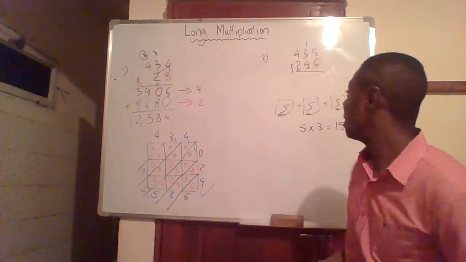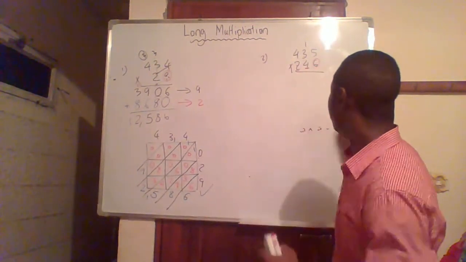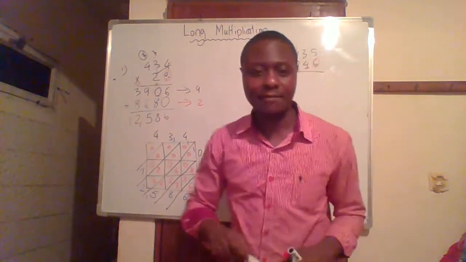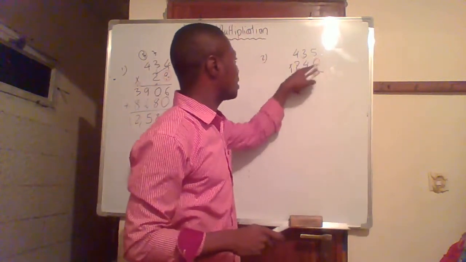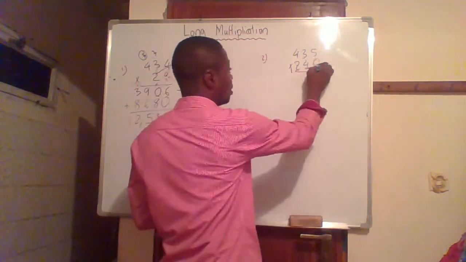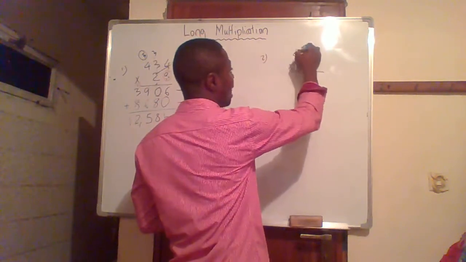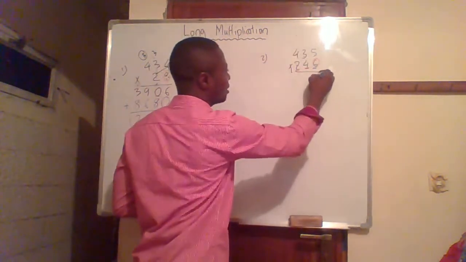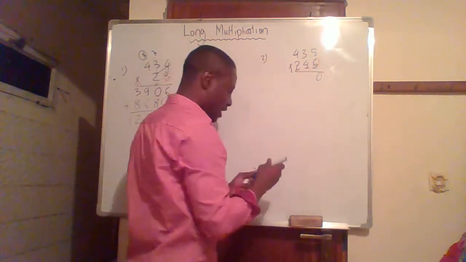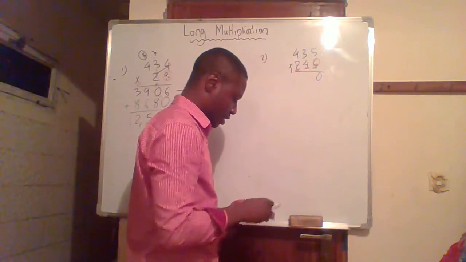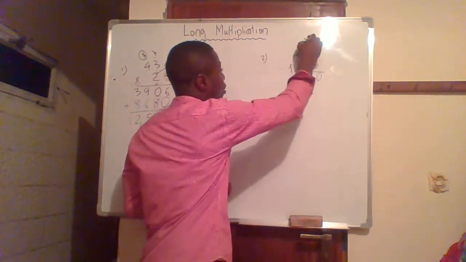In this second problem, we have three digits at the top and three digits at the bottom. So the concept is the same. All these digits at the bottom should multiply the digits at the top. So let's start with 6. 6 is the first digit, which will multiply 5, 3, and 4. Let's start with 6 times 5, which is 30. I'm going to write 30. Remember, I need to write 2 digits there, so I will carry the 3 at the top there.